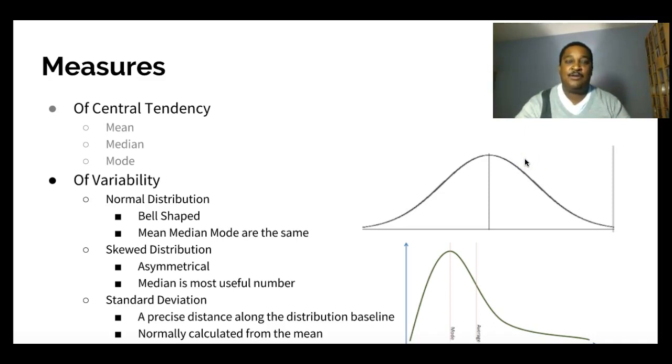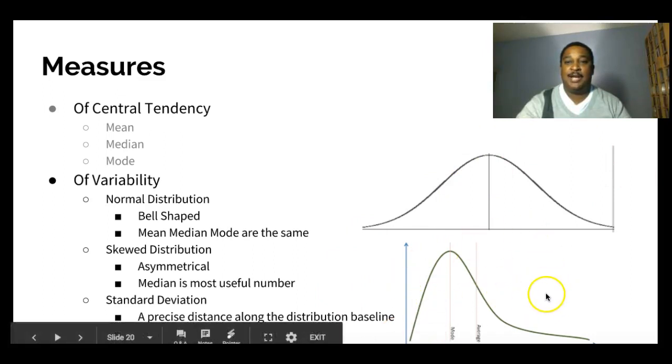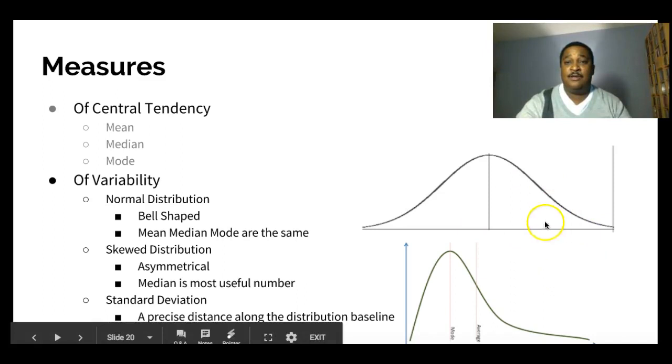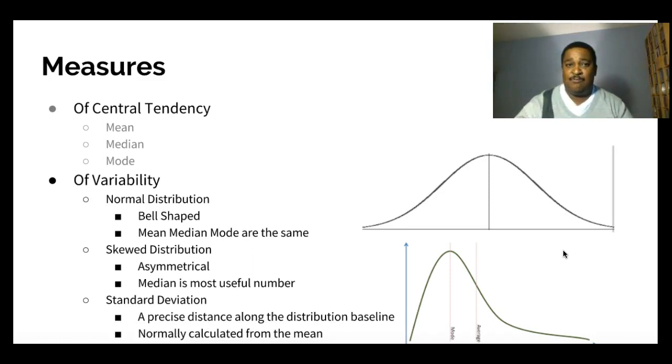Real quick, we can look at measures. When you do an experiment, you get a lot of data, and your data generally looks something like this or something like this. When you plot your data, it kind of looks like a bell curve. And when you have your data plotted out, you're looking for three things: the mean, the median, and the mode. Like I said, for most of you, this is probably review.